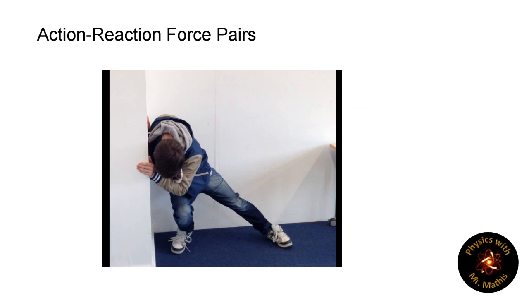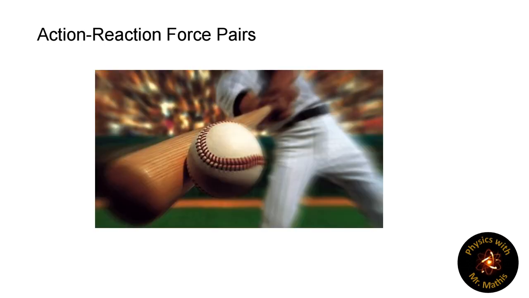Let's look at some action-reaction force pairs. If you were to push on a wall, you would put a force on the wall, but the wall is putting an equal and opposite force back onto your shoulder. When a baseball player swings a bat and hits a ball, the ball is putting a force onto the bat, just like the bat is putting a force onto the ball. If you've ever played baseball, you've probably felt that force in your hands when you connect with the ball.